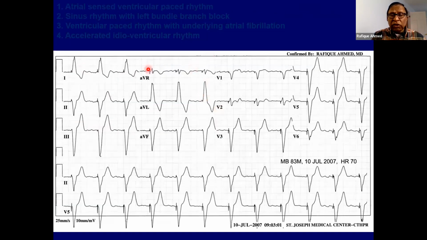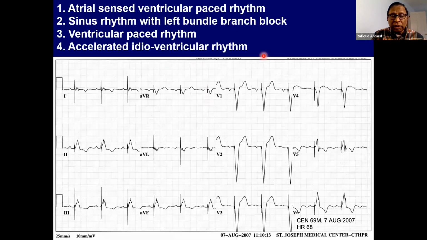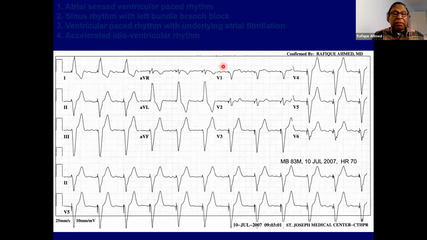So this is an ECG. The reason I put it, this is a ventricular paced rhythm. I did not put a question in it. Let's see if I have a question. No question on it. But when you report this, you have to report the underlying rhythm. Is it sinus or is it atrial fibrillation?